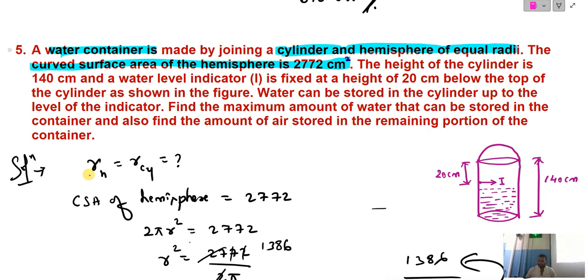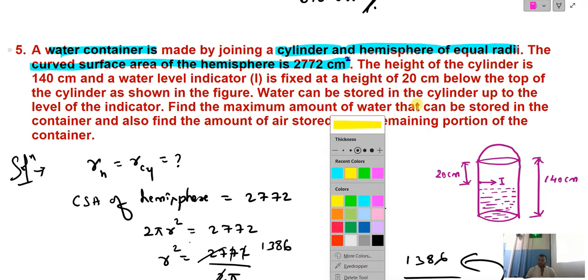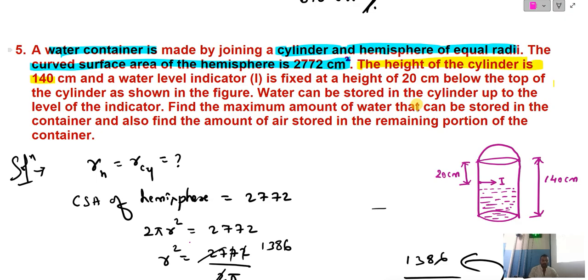And the next topic here is, as you can see, the height of the cylinder is 140 centimeter. Can you see the total height of the cylinder? The total height of the cylinder they have given, but they have not given the height of the hemisphere. We have to calculate that. We know that the height of the hemisphere is equal to the radius of the hemisphere, so the height of the hemisphere is 21 centimeter. Even that we got.